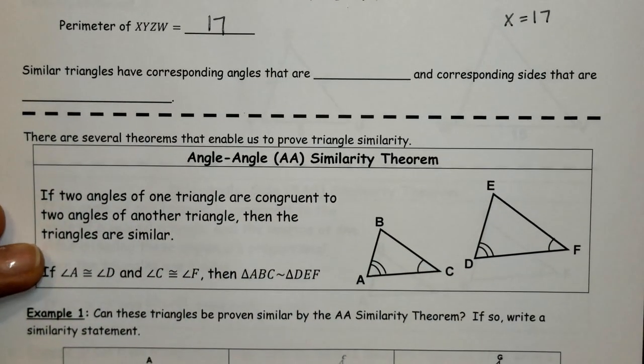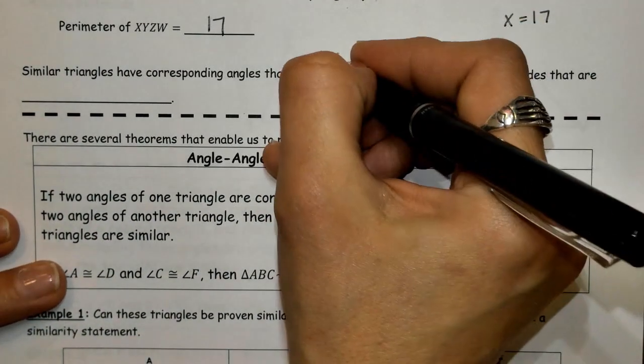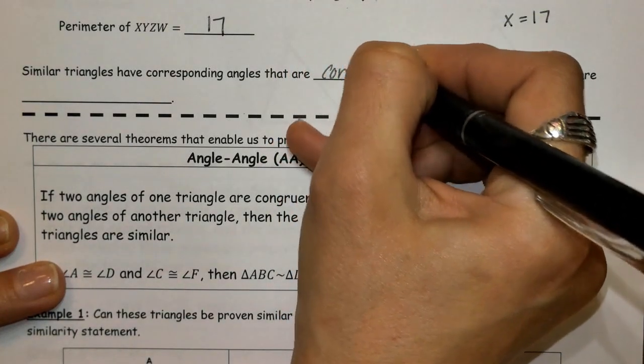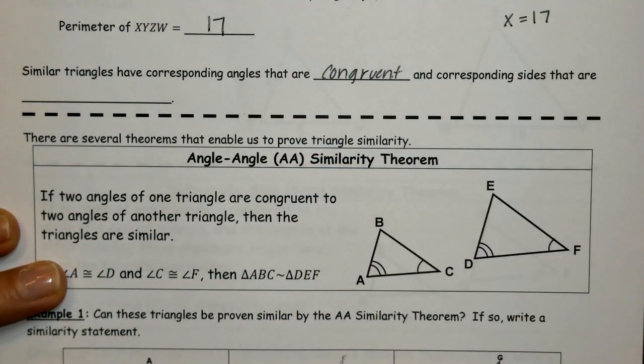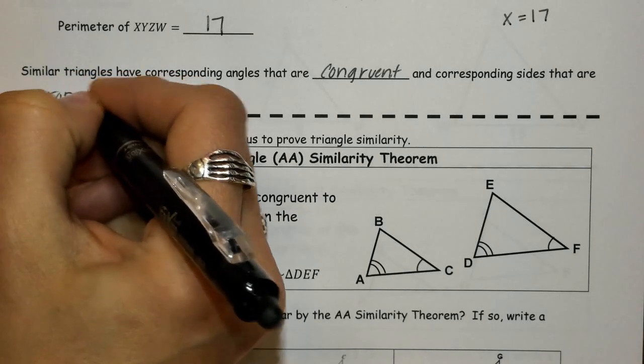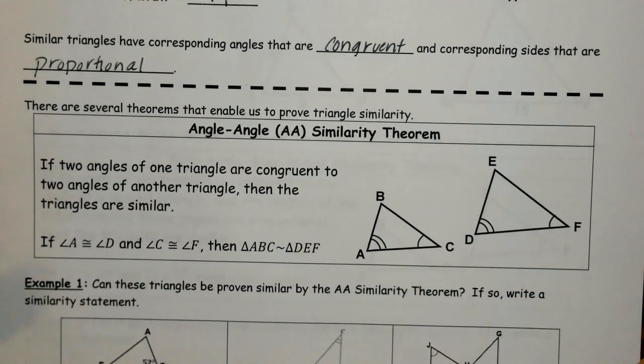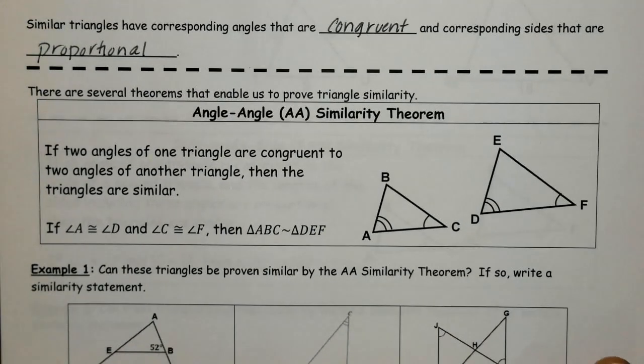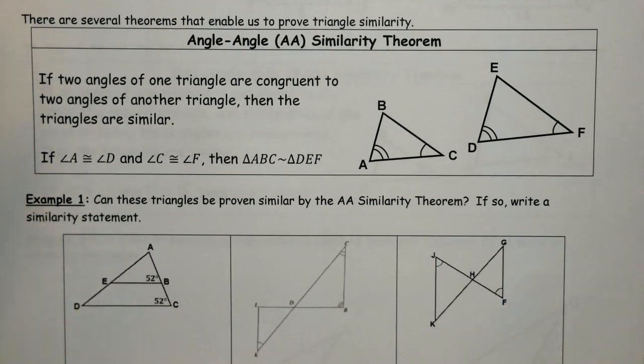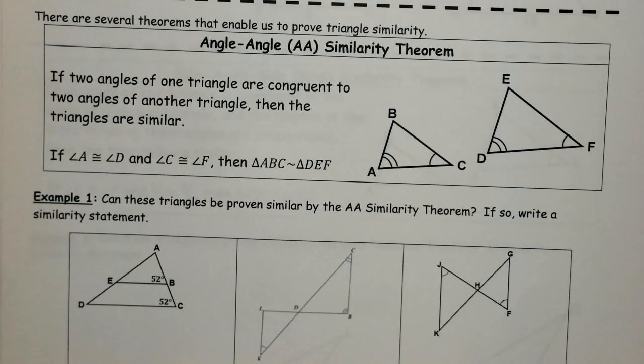Now, similar triangles have corresponding angles that are congruent. We've already talked about this. And they have corresponding sides that are proportional, which is why we use proportions with this. There are going to be 3 different ways that you can prove that 2 triangles are similar. This is a little different than proving 2 triangles are congruent. The first one is the AA, angle-angle. You are not allowed to use this one with congruent triangles.